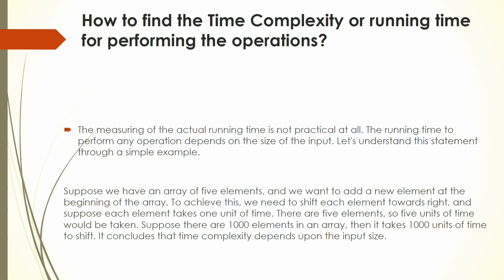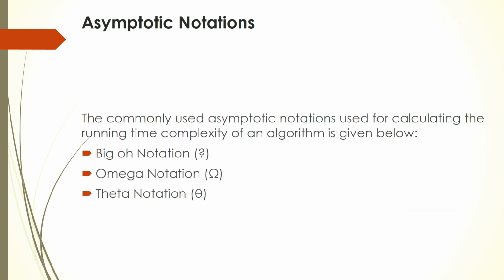Therefore, we say that if the input size is n, then f(n) is a function of n that denotes the time complexity. Now, what are asymptotic notations? The commonly used asymptotic notations for calculating the running time complexity of an algorithm are given below. As we can see in the slide, there are 3 asymptotic notations. The first one is big O notation, the second one is omega notation, and the third one is theta notation.